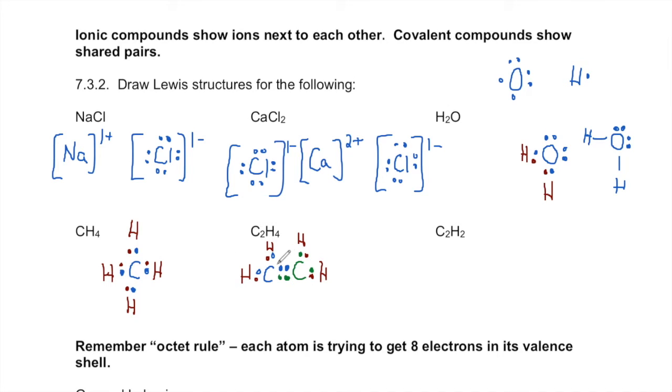Now we have 4 shared electrons between these 2 carbons, 2 pairs, and that makes a double bond. We can draw this like this to show that there are 2 pairs of electrons being shared, or 4 electrons. And then we can draw 1 line leading to each hydrogen because there's 1 shared pair going to each hydrogen.